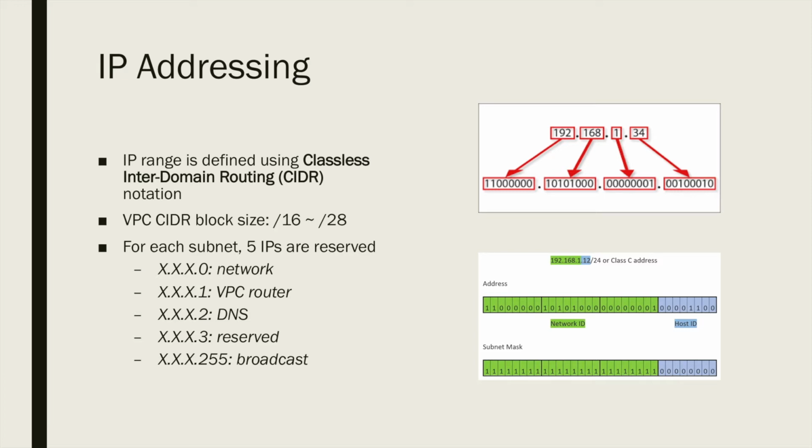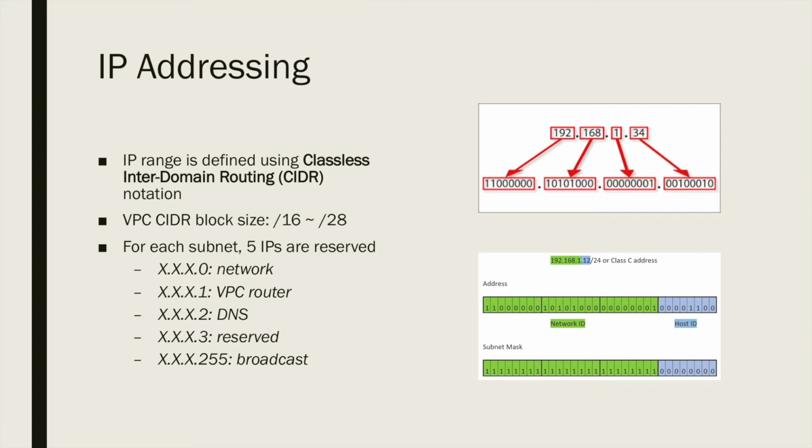Such an IP address is not very flexible. When we use it on the network, some networks have fewer hosts, some subnetworks have more hosts. How do we make it flexible? In the VPC, we use CIDR. It's a kind of IP range, defined using the classless inter-domain routing notation.